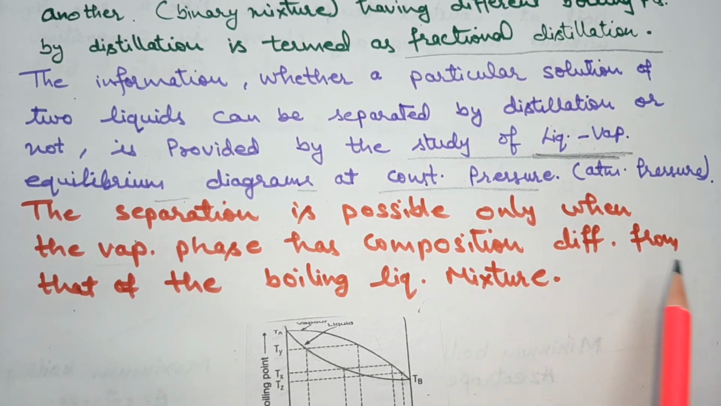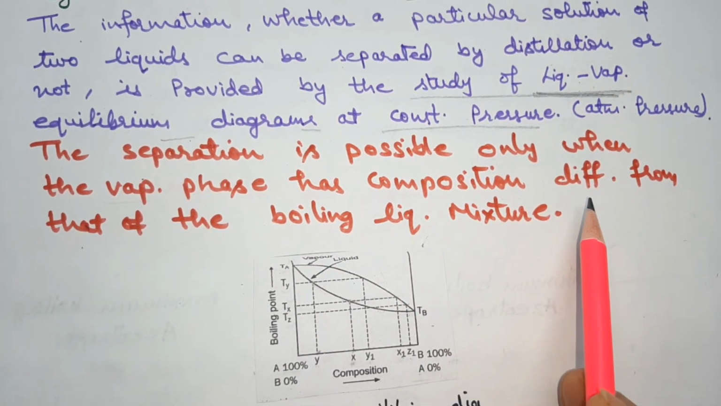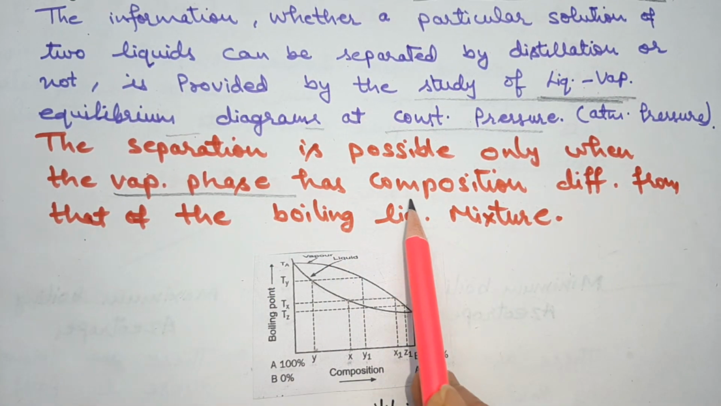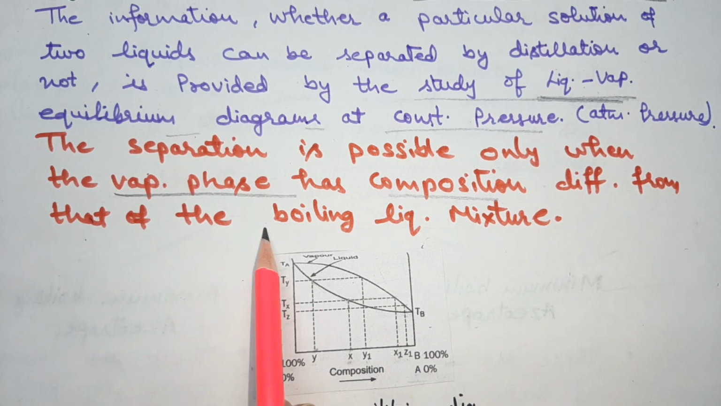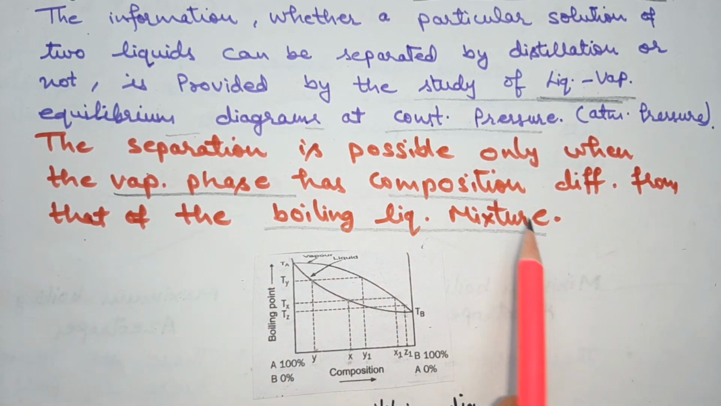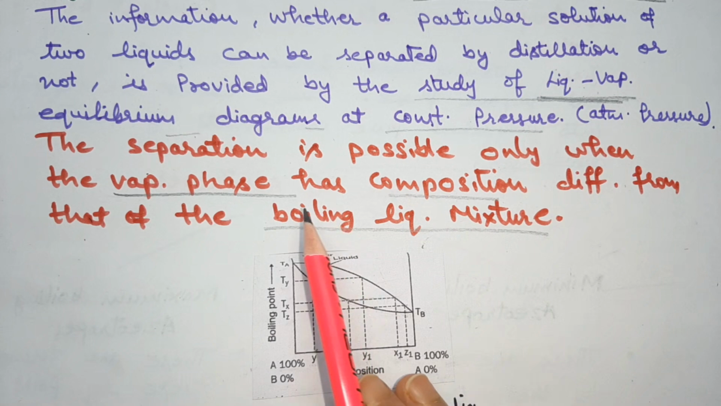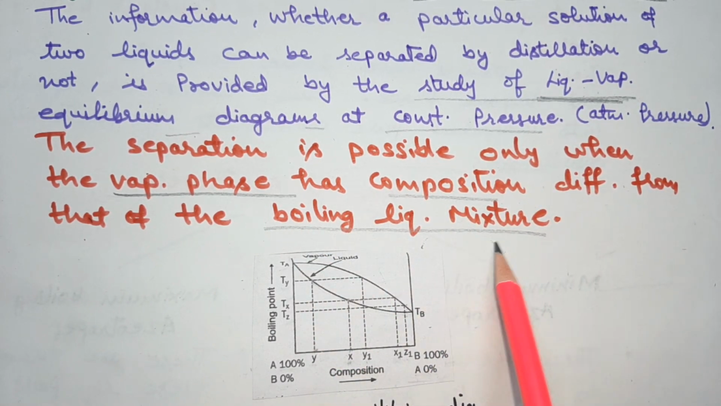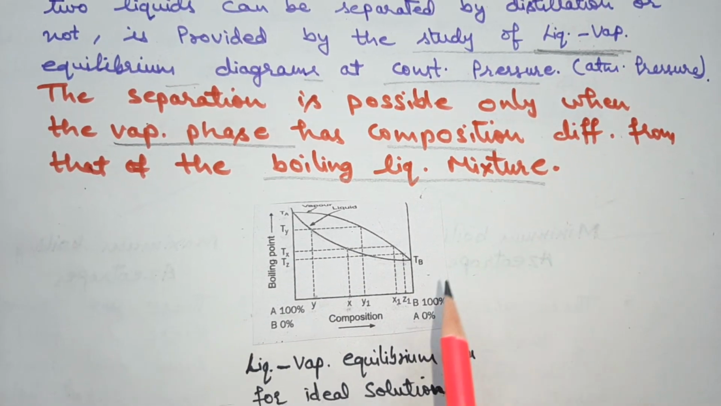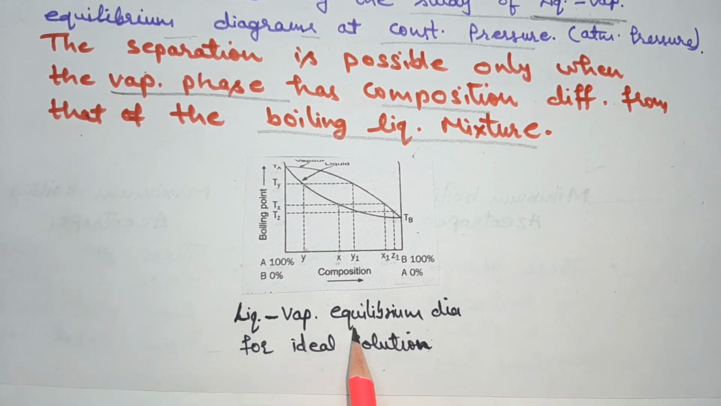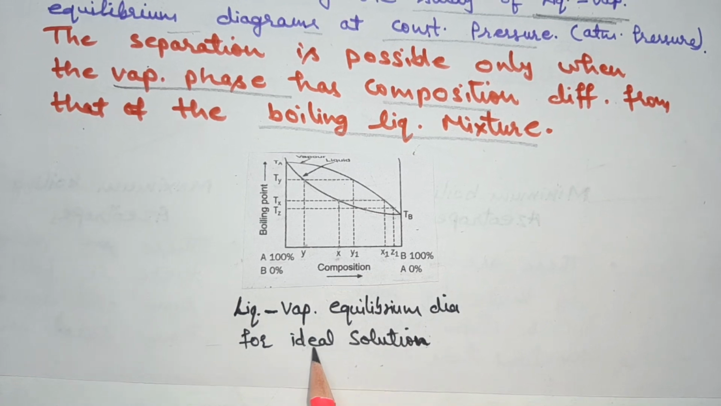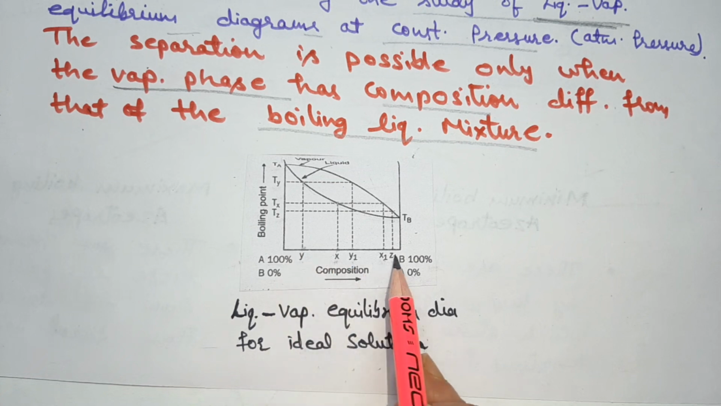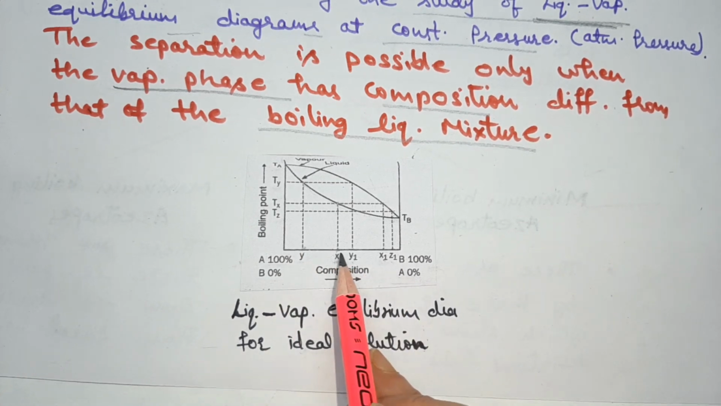And how will we know whether separation is possible or not? It is possible only when the vapor phase composition is different from that of the boiling liquid mixture. So separation is possible only when the vapor phase has composition different from that of the boiling liquid mixture. Here we are having the liquid vapor equilibrium diagram for ideal solutions. So let us understand this liquid vapor diagram for ideal solutions.